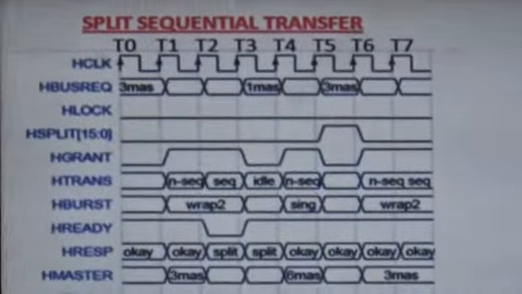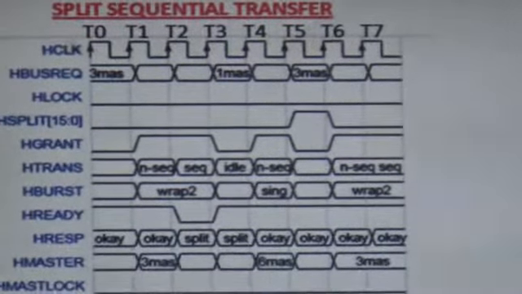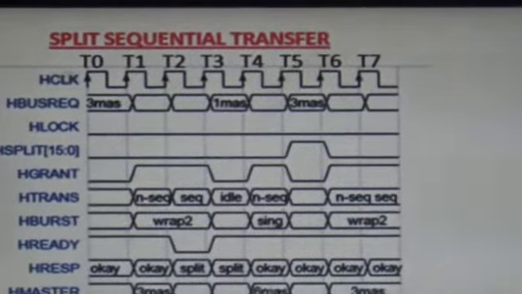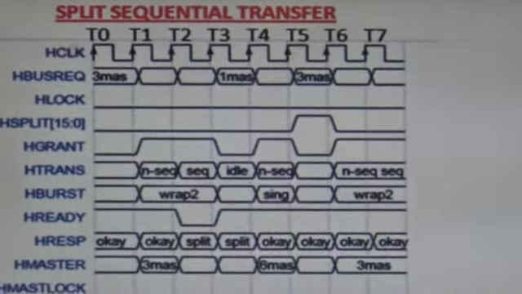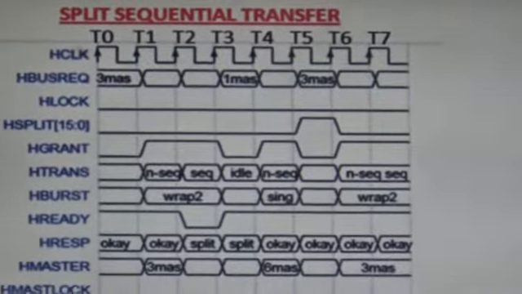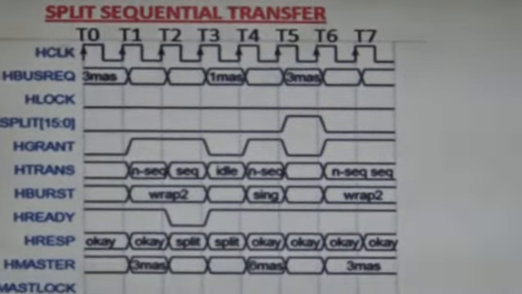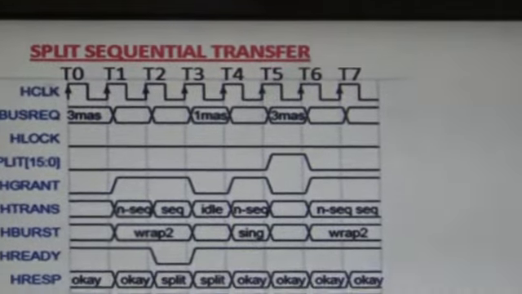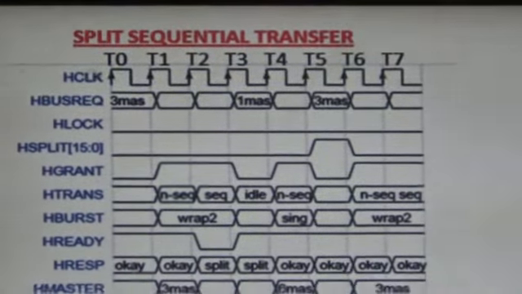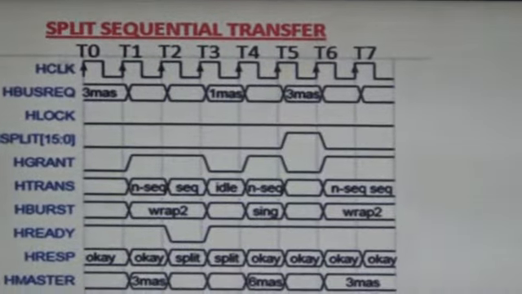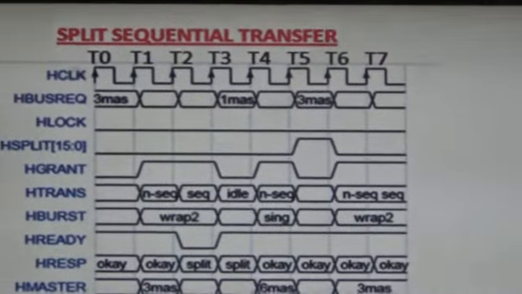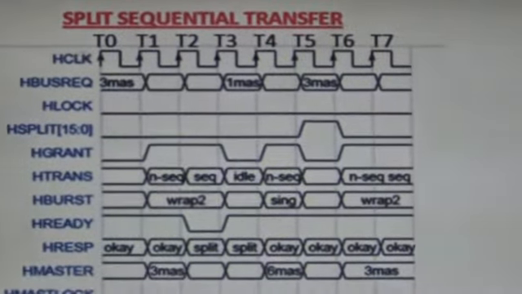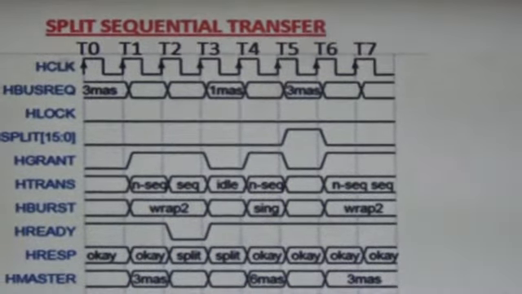Now we are going to discuss the split sequential transfer. If any sequential transfer is happening, how does the arbiter behave when the slave response is split? The split behavior happens when the slave takes a large time to sample the data from the master. This scenario results in a split. Here the total split sequential transfer is explained in 7 clock cycles.